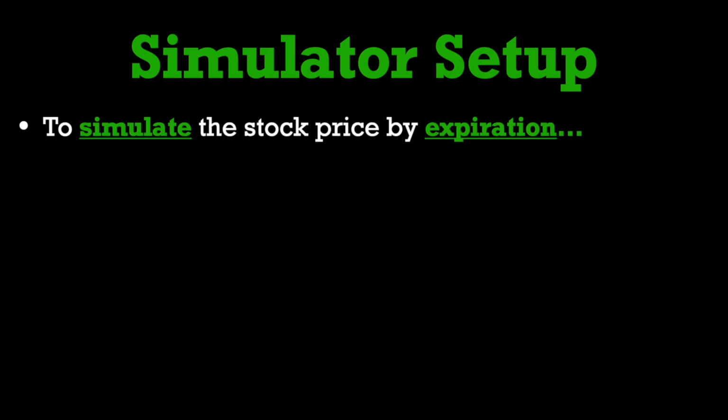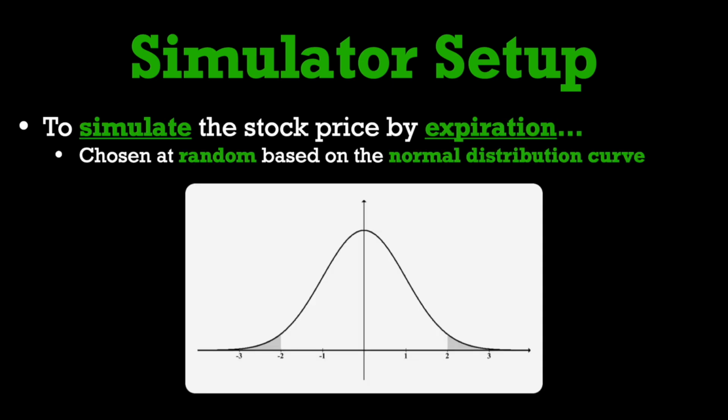So in order to realistically simulate where the stock price is going to be, that's going to be chosen at random, but it's going to be based on the normal distribution curve. And as I've explained in previous videos, daily stock price fluctuations very closely follow the normal distribution curve.